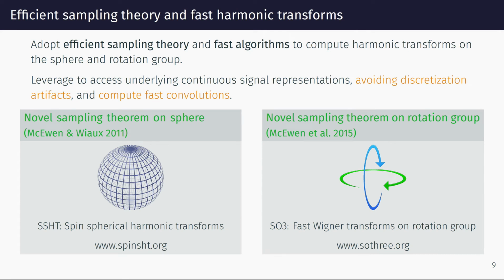Finally, we also adopt efficient sampling theory on the sphere and rotation group to avoid discretization artifacts and leverage fast algorithms for harmonic transforms and convolutions. We perform a number of numerical experiments to evaluate the properties of our framework and to evaluate its performance on a number of common spherical benchmark problems.